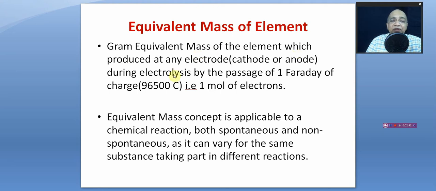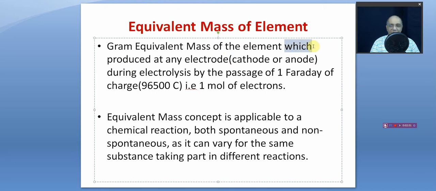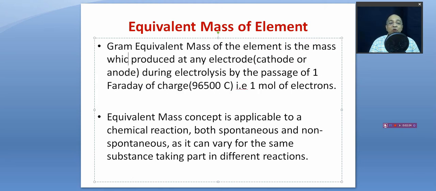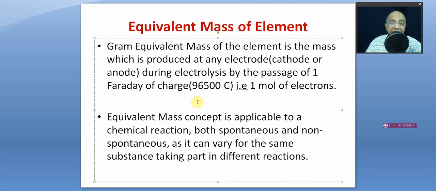Gram equivalent mass of an element is the mass which is produced at any electrode, cathode or anode, during electrolysis by the passage of 1 mole of electrons. By the passage of 1 mole of electrons.